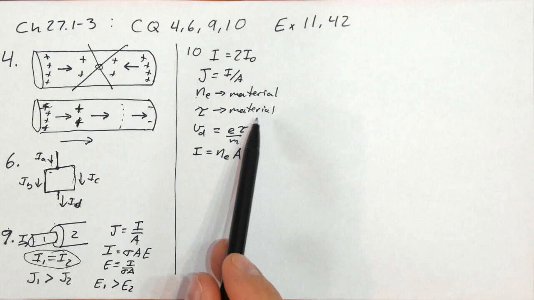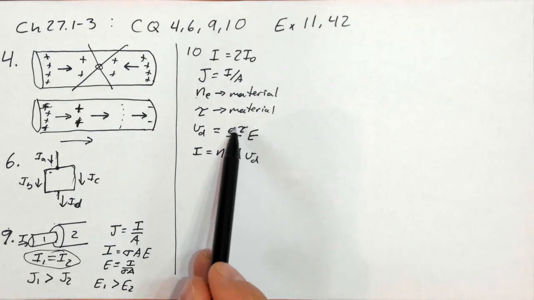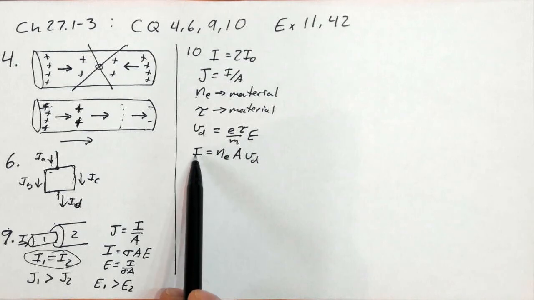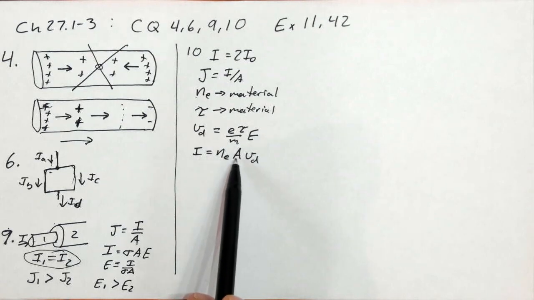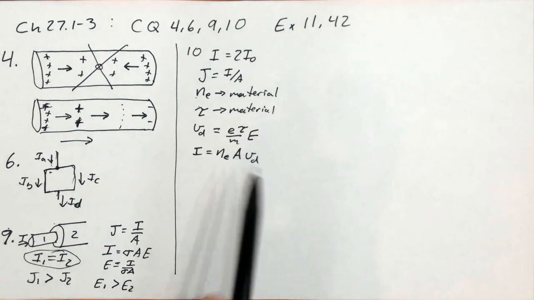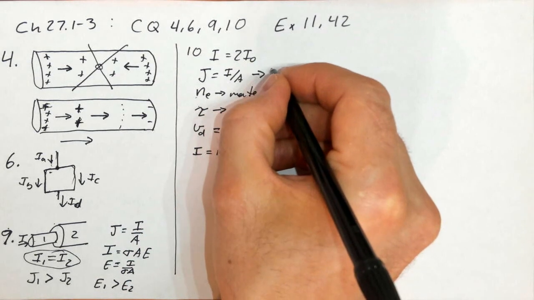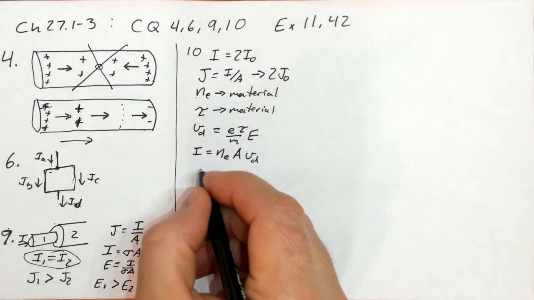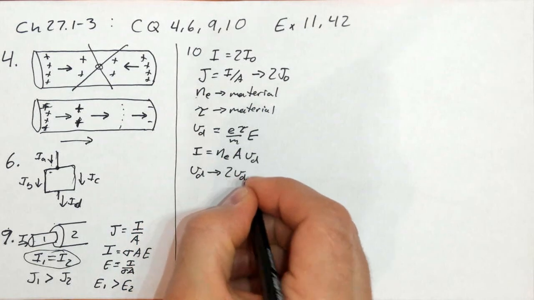So we could first figure out how the current or the electric field change, knowing that these are all constants. Or we can go back directly to the current and say, well, the current is doubled. This is a material property. It doesn't change. We haven't changed the cross-sectional area of it, which means the velocity must double. So J goes to 2J0, and V_D goes to 2V_D0.